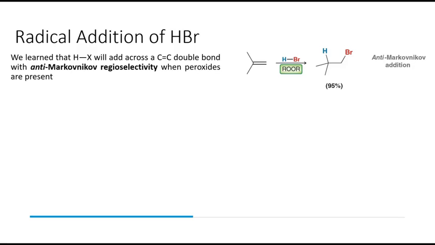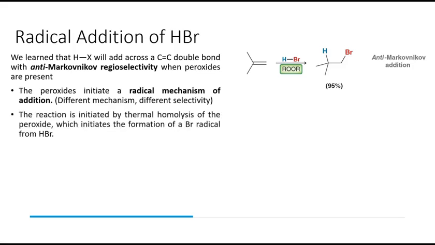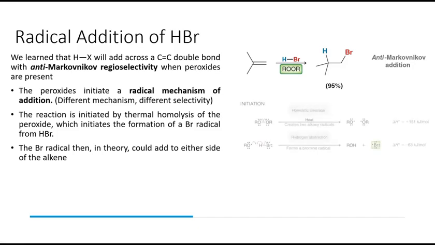Now let's consider the radical addition of HBr. We learned that HX will add across a double bond with anti-Markovnikov regioselectivity in the presence of peroxides, or ROOR. The peroxides initiate a radical mechanism of addition. This is a different mechanism and different selectivity. The reaction is initiated by thermal homolysis of a peroxide, which then initiates a formation of a Br radical from HBr. The Br radical then in theory could add to either side of the alkene.